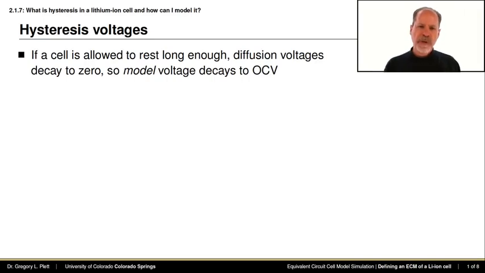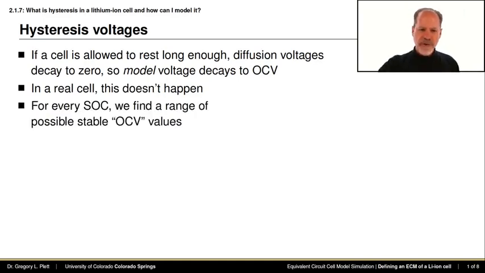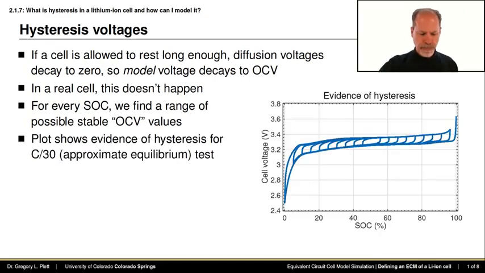In particular, it turns out that if we let the battery cell rest long enough, the diffusion voltages do decay to zero, and so the model's voltage prediction decays exactly to open circuit voltage over time. But in a physical battery cell, we find that's not the case. Instead, we find that for every state of charge, there's a range of possible stable final voltages and not a single stable final voltage equal to the open circuit voltage.